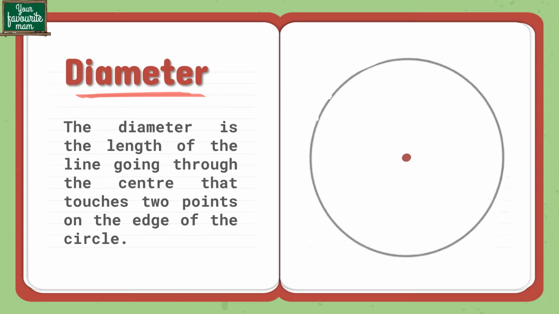So the next part of the circle is diameter. Diameter is the length of a line going through the center that touches 2 points on the edge of the circle. So basically, it is the longest line that starts from one edge of the circle, goes through the center, and ends on the other edge of the circle.